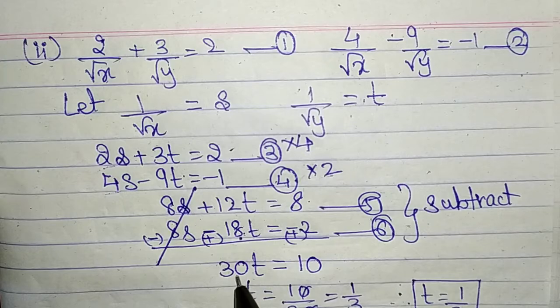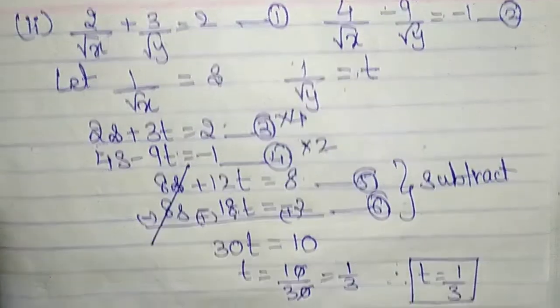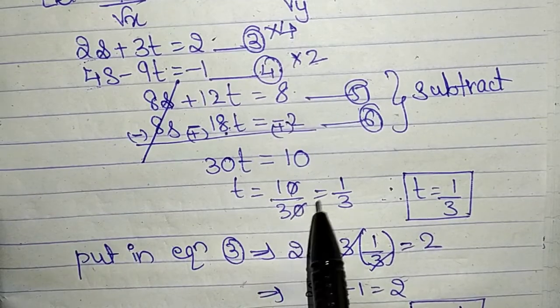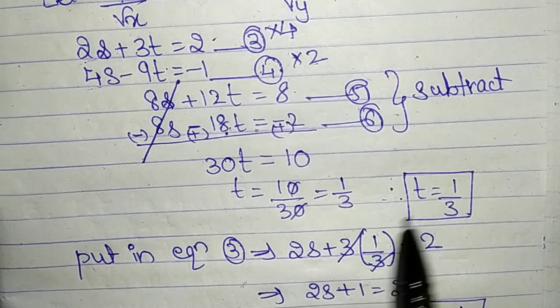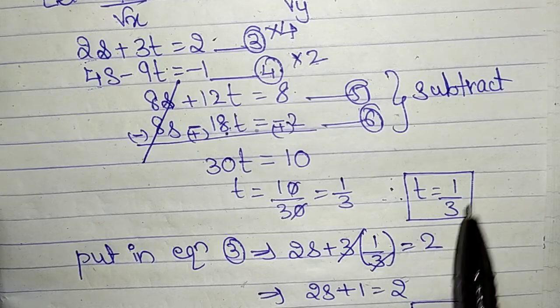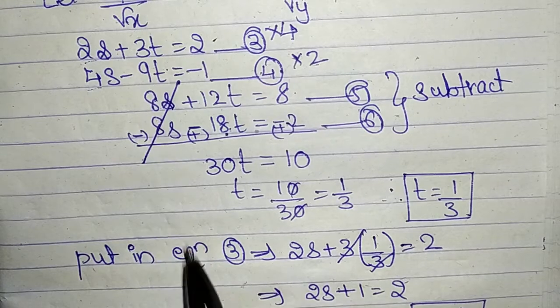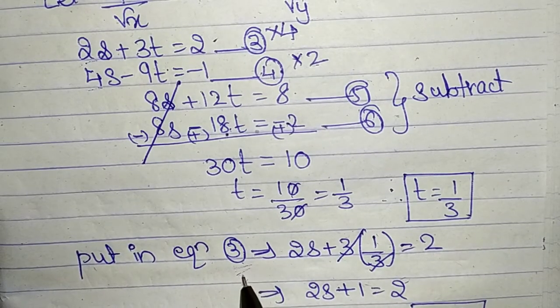On subtraction, we get 30t is equal to 10. So on simplification, t is equal to 10 by 30. 0 cancels out. We have 1 by 3. So t is 1 by 3. Put this value of t in either equation 3 or 4. Here we are going to put it in equation 3.